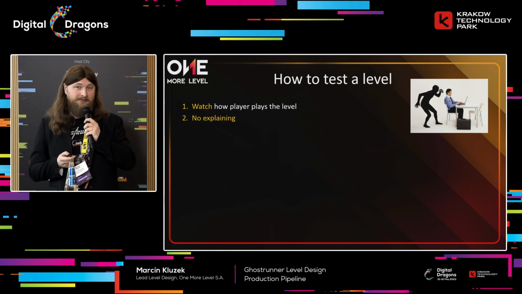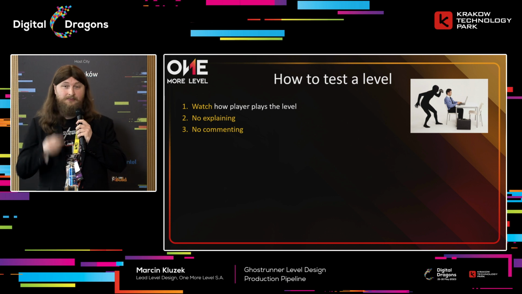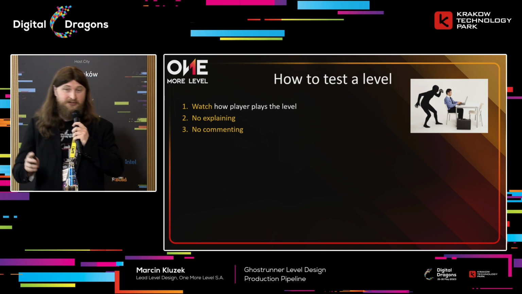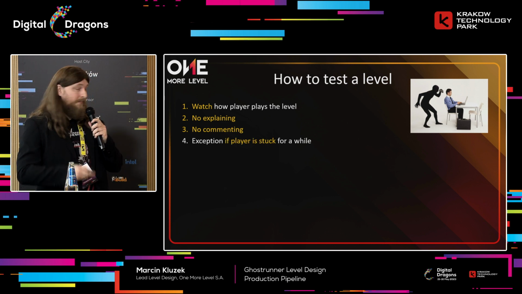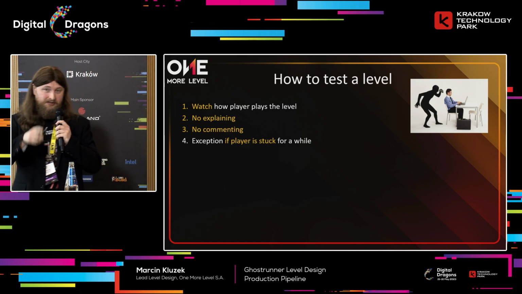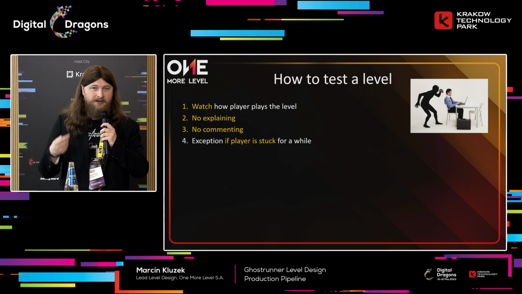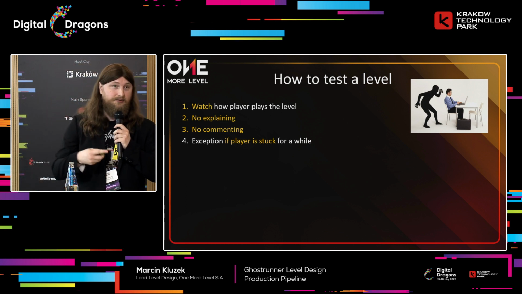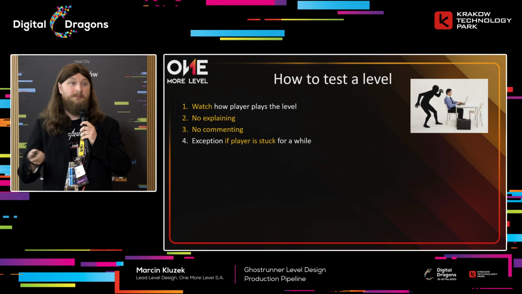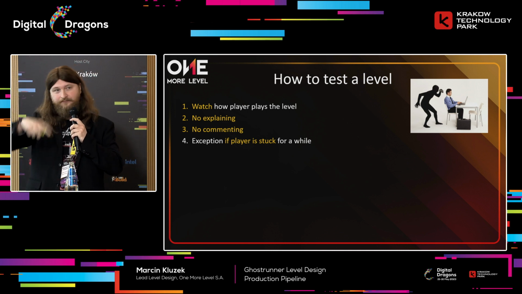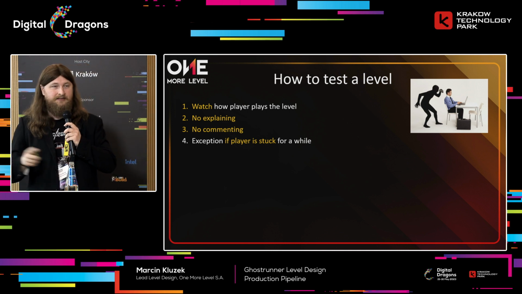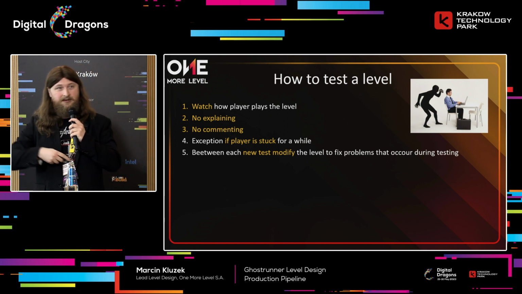You don't explain anything to them. You don't comment on what they do. You don't want them to be stressed out, right? If they are stuck, you help them. That's when you interfere. You find the problems, and you modify the level when you find a problem. For example, guidance, right? They don't know where to go. They don't know how to defeat the enemy. Maybe it's too hard. The tension is too high. The parkour is too hard. They don't know how to use the object or whatever. It could be a number of things.